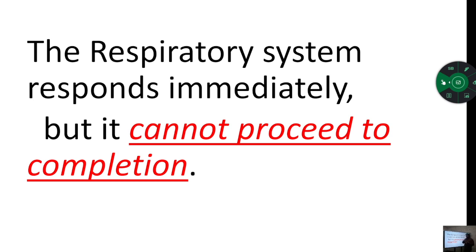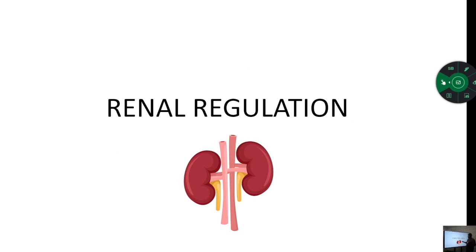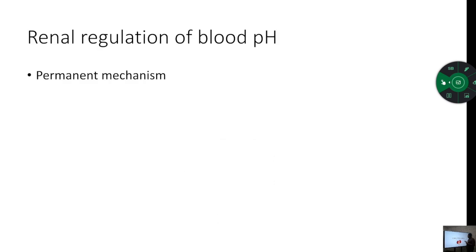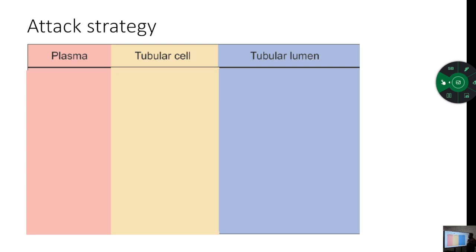So we have to depend on the third line of defense, which is more permanent and more effective when it comes to correction of the acid-base imbalance. That system of response is known as the renal regulation. Now, the body is trying to ward off these acid-base imbalances, so the renal system must have an attack strategy. The attack strategy is actually confined to these three areas.